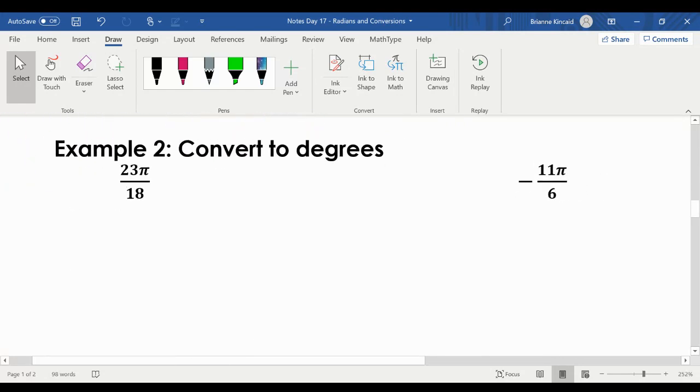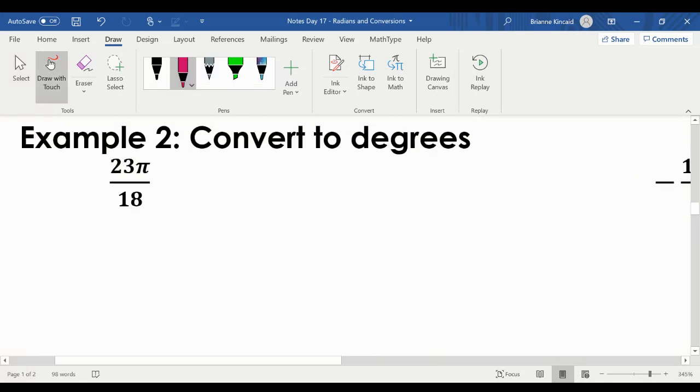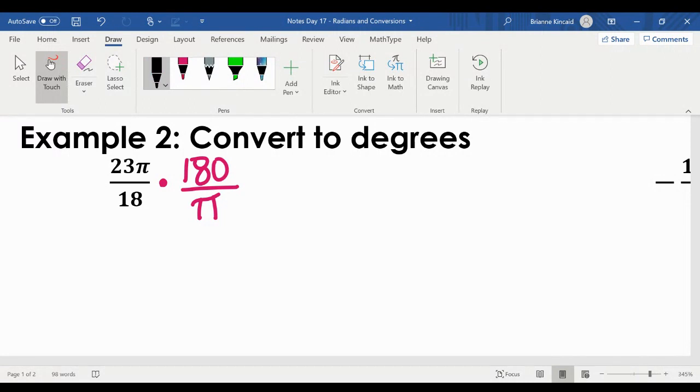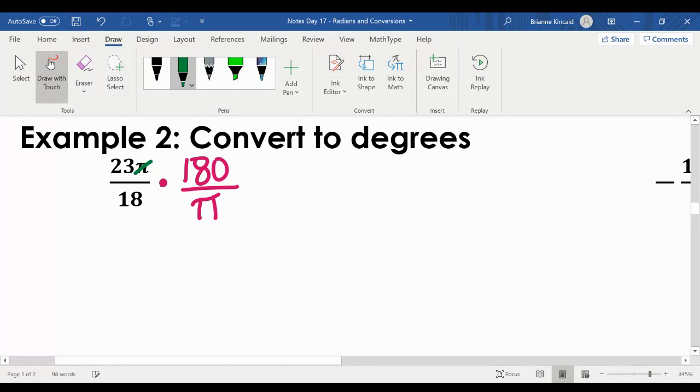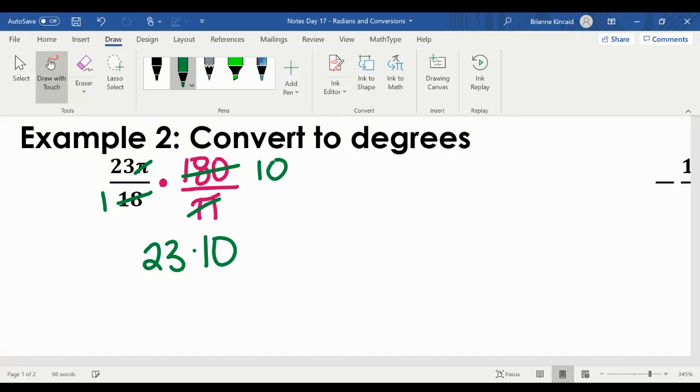All right, for my second example, converting to degrees, I am going to multiply by the reciprocal. So I'm going to multiply by 180 over pi. And what you'll notice that I tend to do when doing these problems is I simplify as much as I can. So for example, I have a pi in the numerator, I have a pi in the denominator. Those are going to cancel very easily. And then I keep simplifying from there. 18 divided by 18 is 1, 180 divided by 18 is 10. Basically, you have 23 times 10, or 230 degrees.